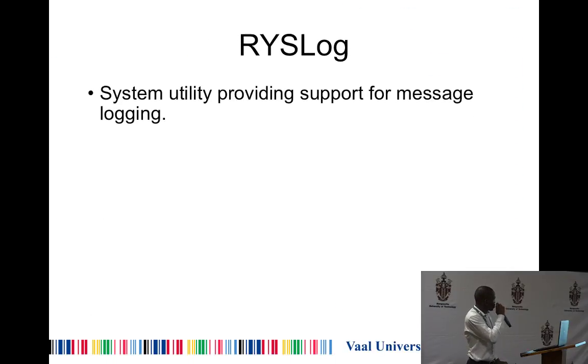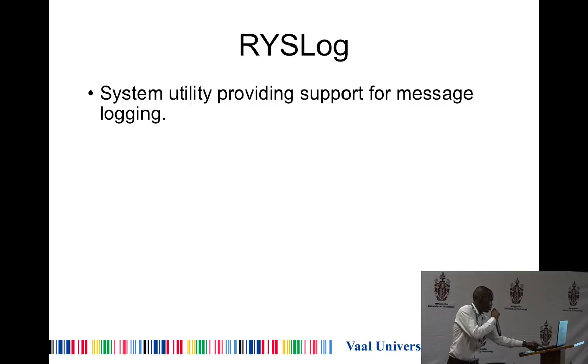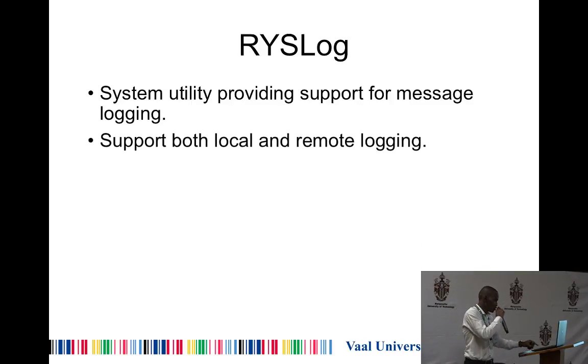RSyslog is a utility for logging support, also known as the Rocket Fast System for Log Processing. It can process about 1 million log messages per second. And it supports both local and remote logging.